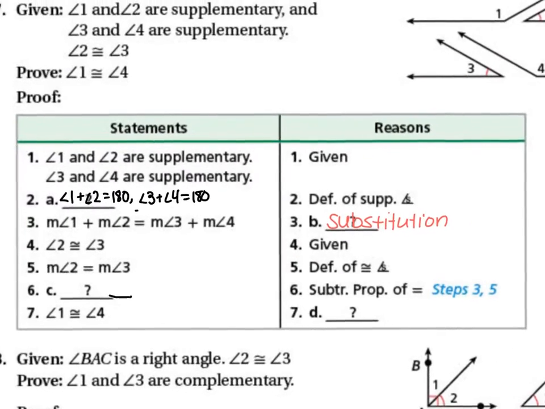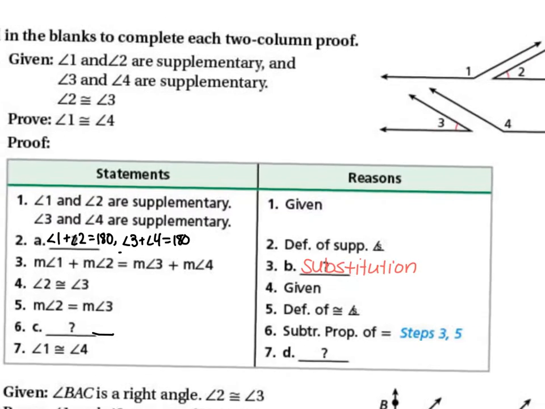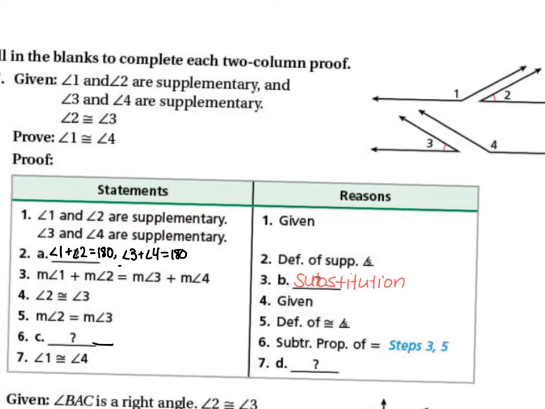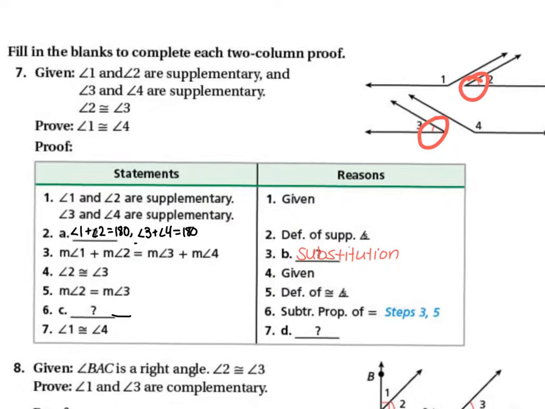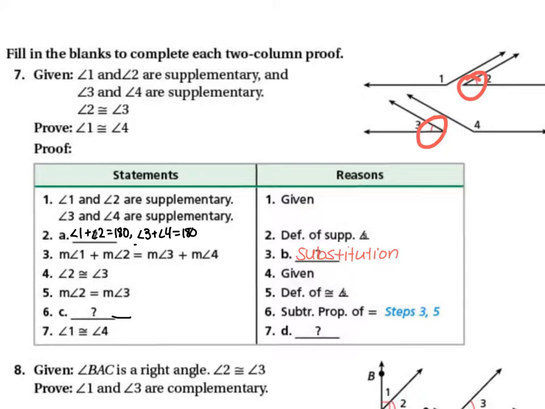All right, then 4 is given, right? It says angle 2 is equal to angle 3. So that one's marked. These little red congruency marks are showing you that angle 2 would be congruent to angle 3. Then 5 says measure of angle 2 equals measure of angle 3. So that's definition of congruence because you literally replace the congruent symbol with an equal symbol. So if two things are congruent, then they are equal, and if they are equal, they are congruent.